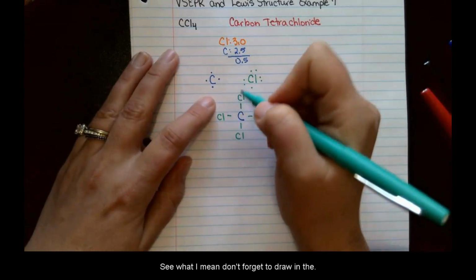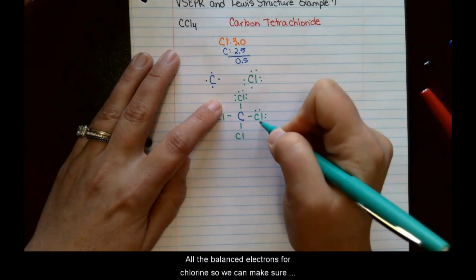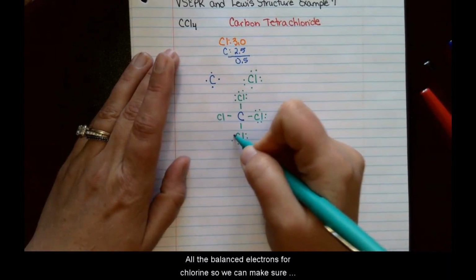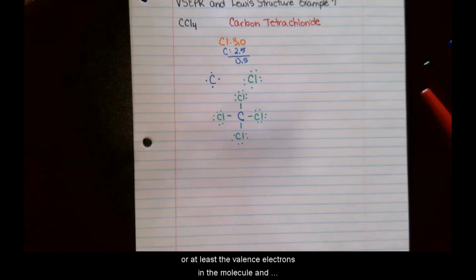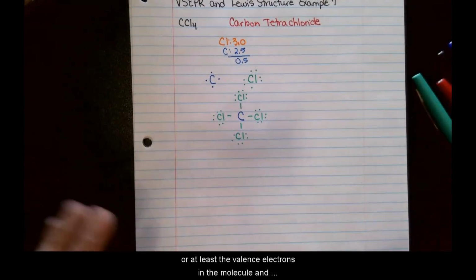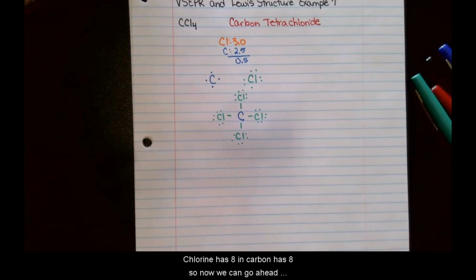Don't forget to draw in all the valence electrons for chlorine so we can make sure that we're representing all of the electrons in the molecule, or at least the valence electrons in the molecule. And you can see that they're all happy. Each chlorine has 8 and carbon has 8. So now we can go ahead and look for the structure. Remember, we're only looking at carbon.